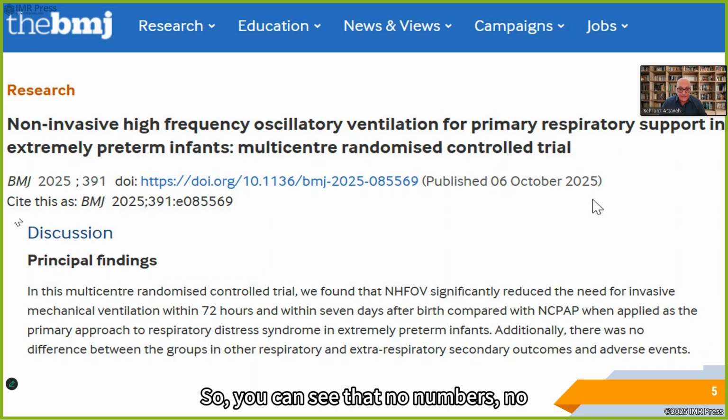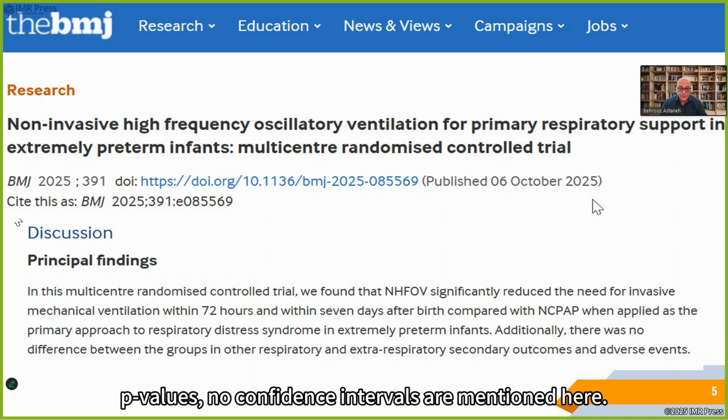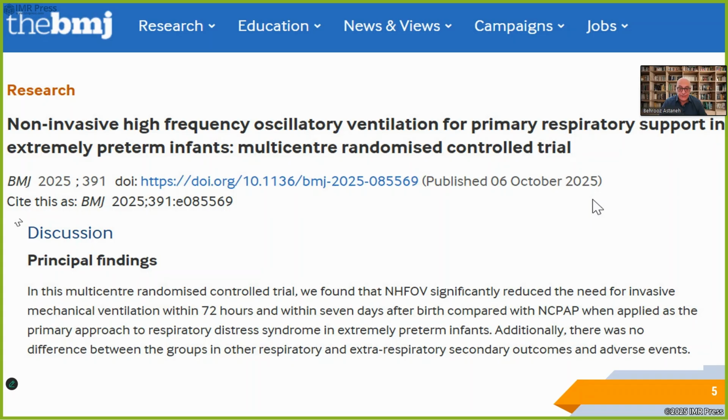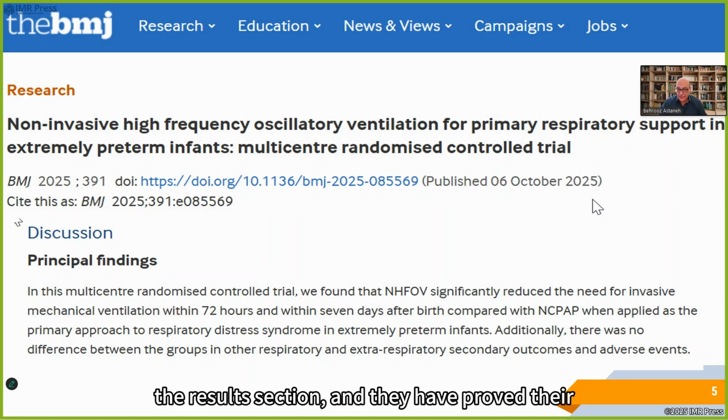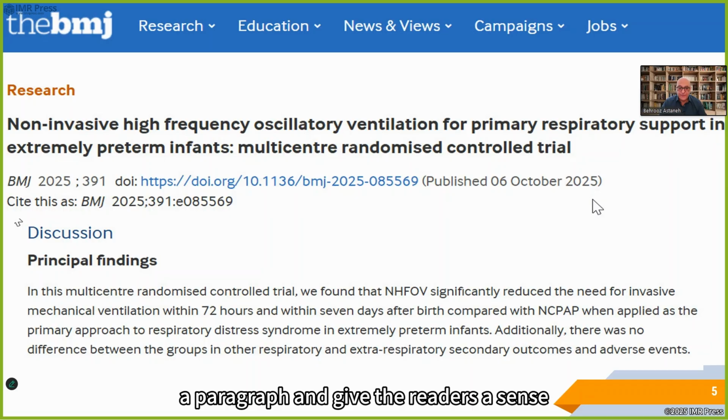So you can see that no numbers, no p-values, no confidence intervals are mentioned here. The authors had already reported those numbers in the results section, and they have proved their findings by using suitable statistical analysis. In this section, they summarize their findings in a paragraph and give the readers a sense of what exactly their findings were.